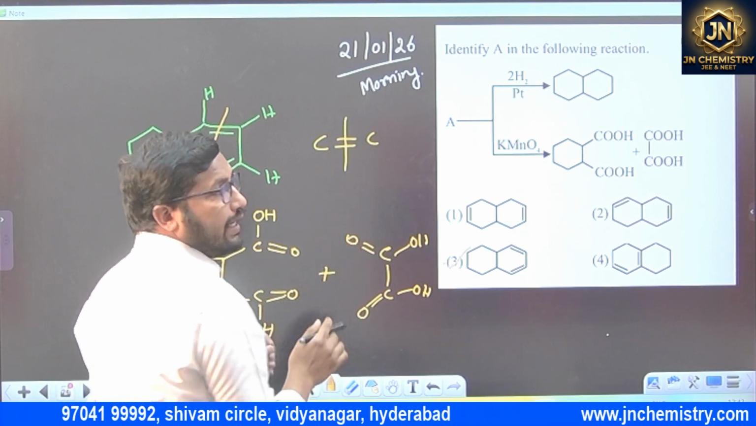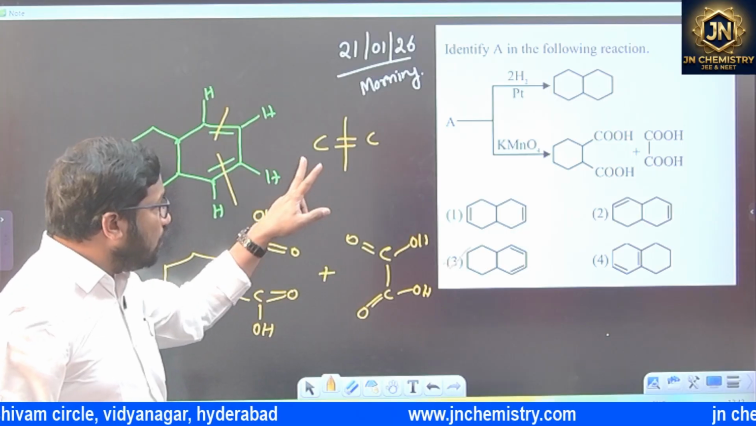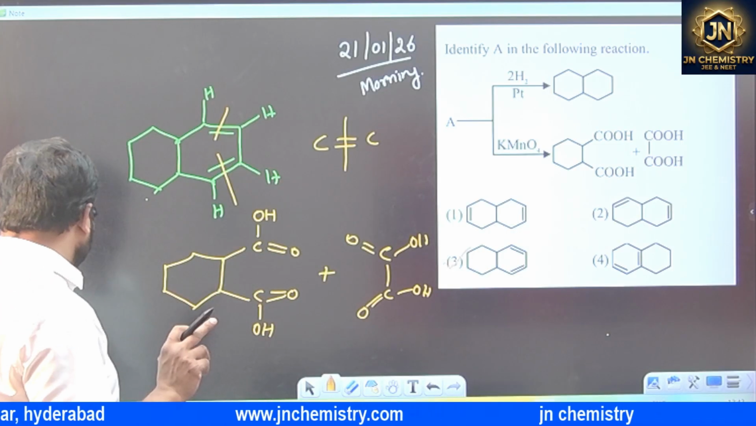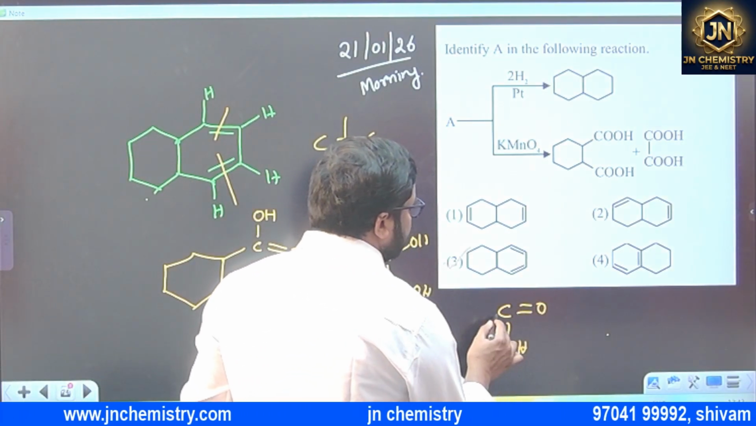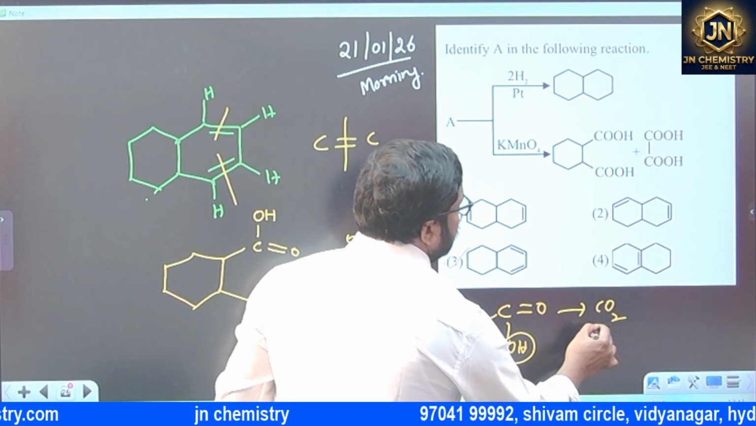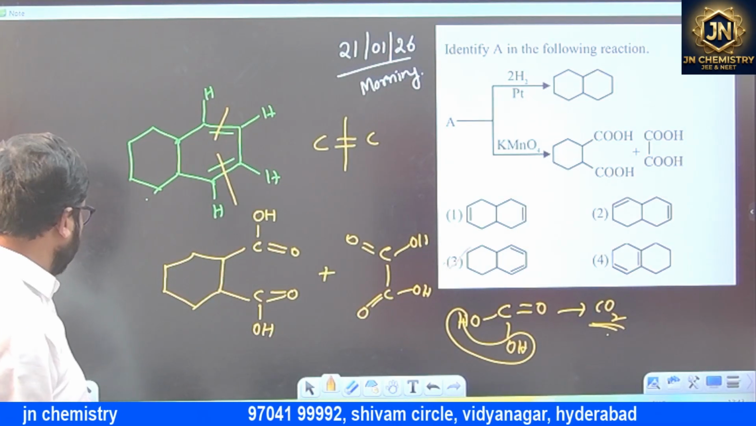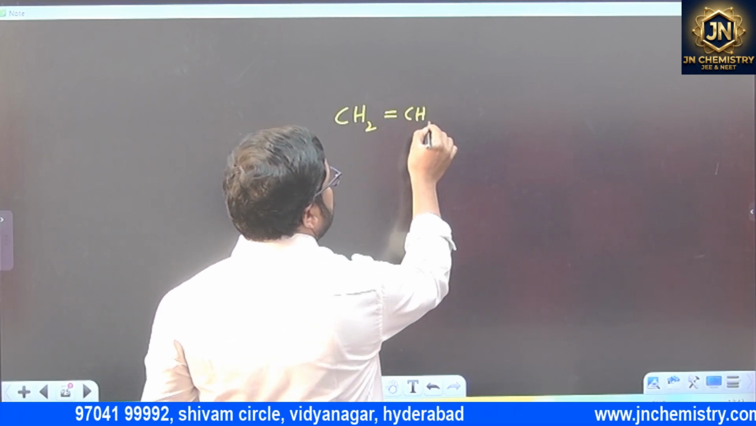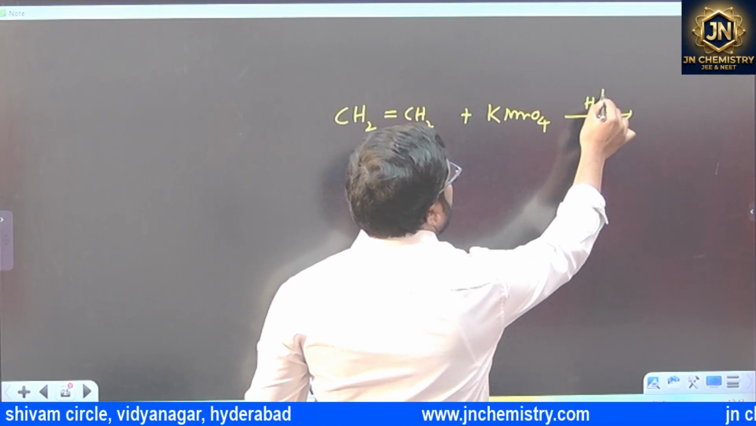What is that? The double bond we need to break like ozonolysis. Separate the two carbons, add two oxygens on both sides, and if the double bond carbon has a hydrogen, that hydrogen is replaced with OH. One more important point: if a carbon has two OH groups, then it loses a water molecule and becomes CO2. Keep that in mind. For example, CH2 double bond CH2 with KMnO4, H plus. So what would be the product?